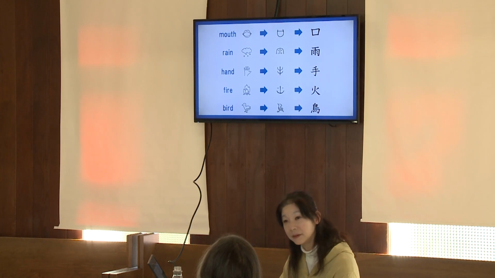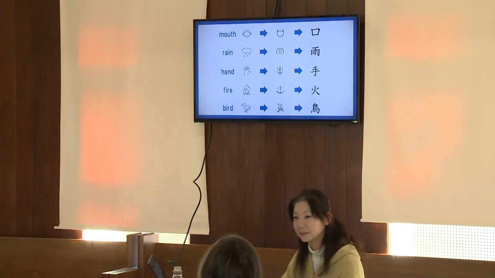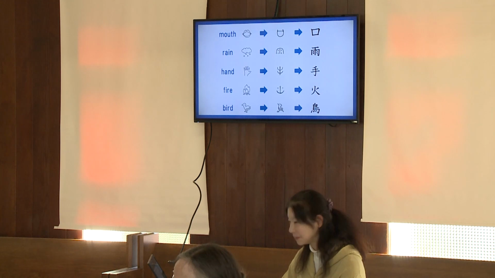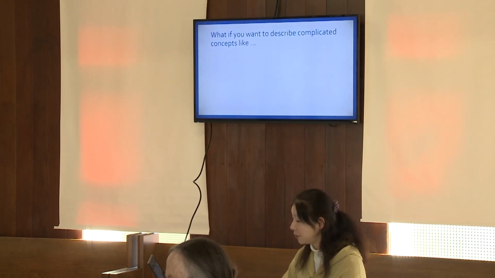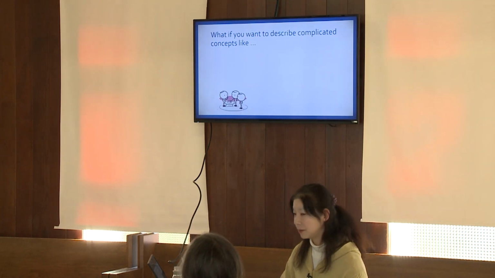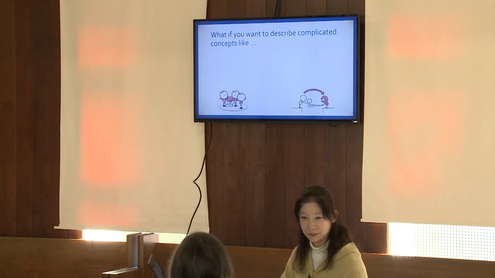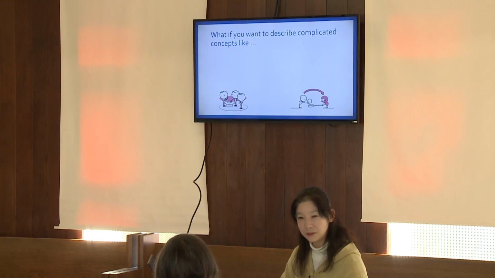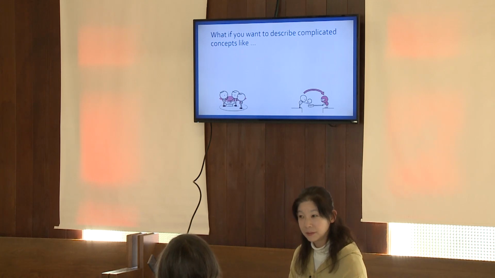What's interesting, if you look at the ones down the middle, they have curves, whereas the ones on the right are more geometric, linear with angles. Now, what if you want to describe complicated concepts like this one or this one? What should we do? Do you know what the left picture means? What are they doing?